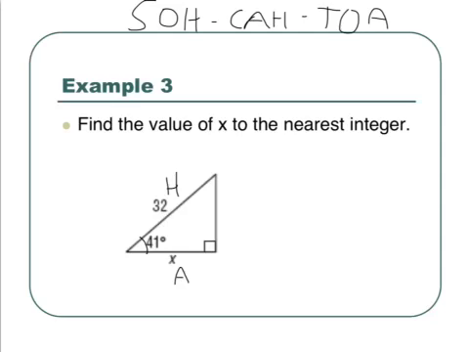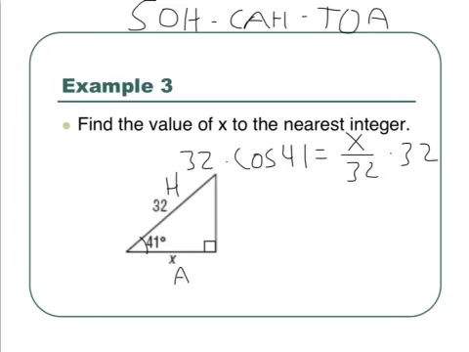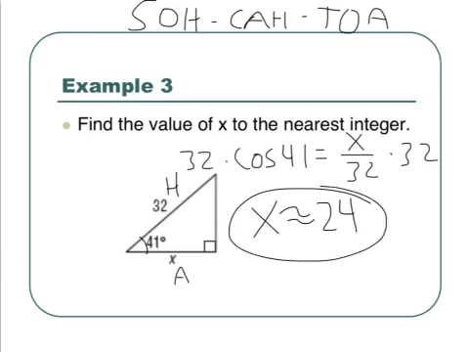So let's set up the ratio. We have cosine of 41 equals adjacent, which is x, over 32. And now we can just multiply by 32, and we get our answer. So let's plug this into our calculator, and I get x is approximately 24, because it says to round to the nearest integer, so that's what we should get.